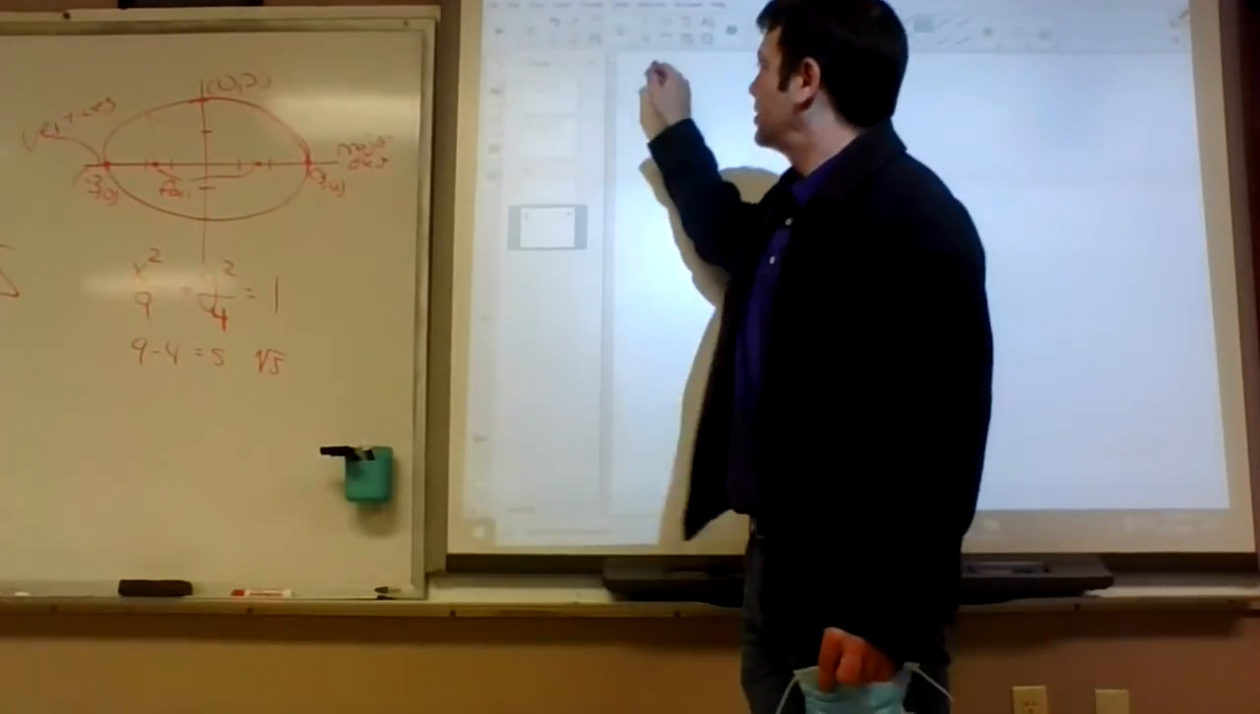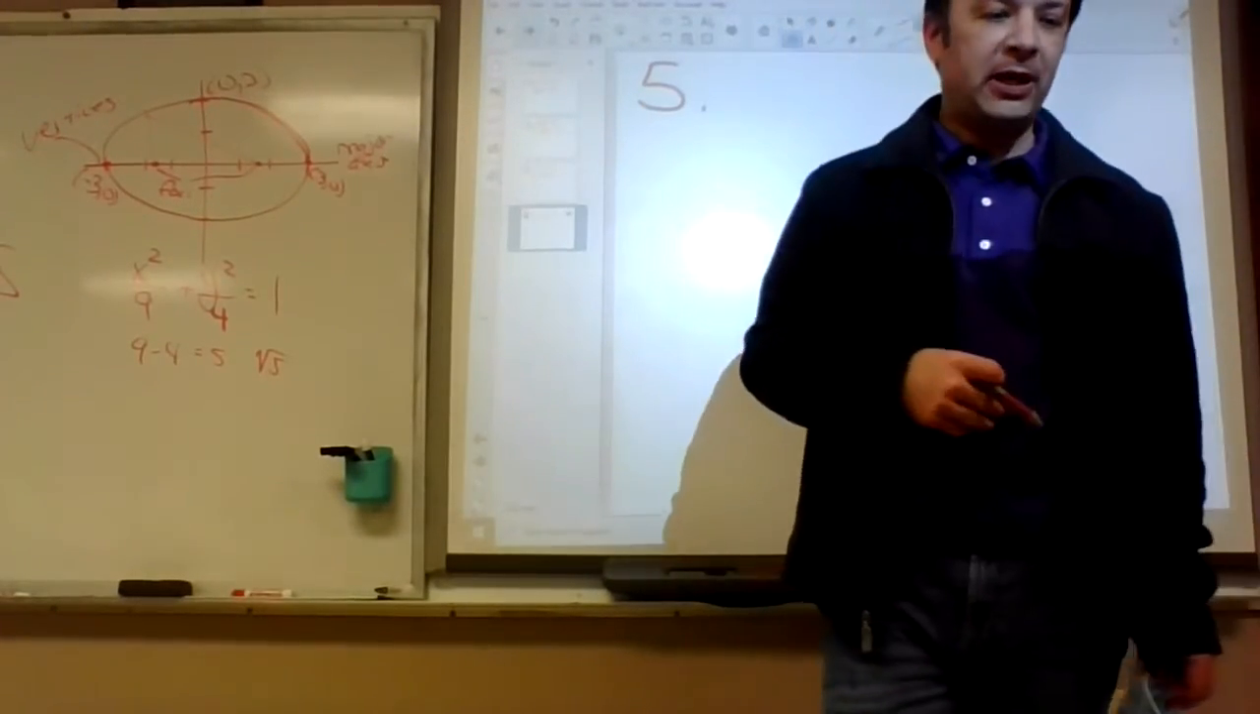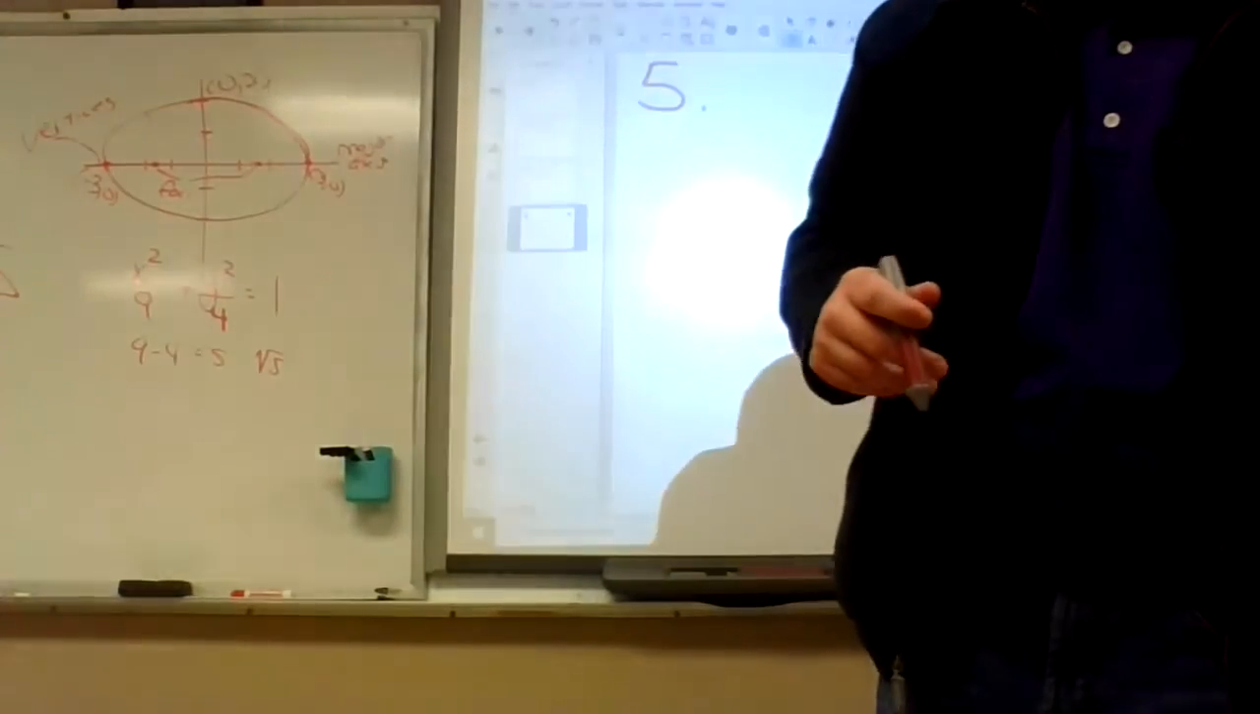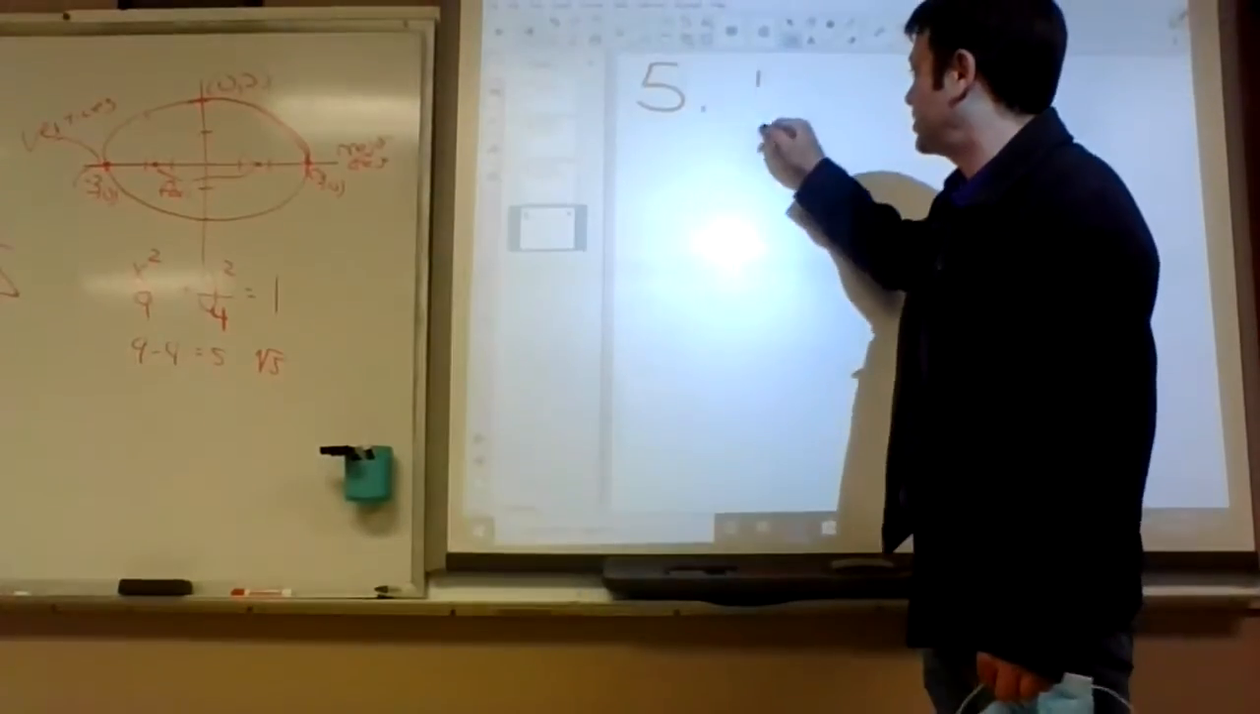Okay, number 5. They don't do primes till about halfway through the lesson. Number 5. B squared plus B minus 20.